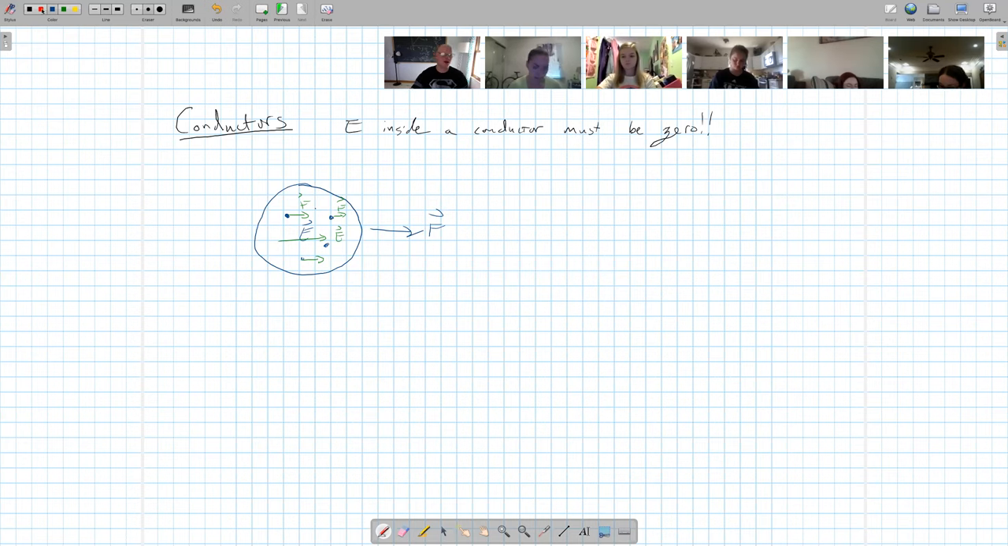Since this thing feels a force to the right, what would happen? Well, this conductor would have to accelerate to the right, which would be pretty cool, right? So if you took your aluminum soda can and put it on the desk, and it had an electric field inside of it, it would have to start accelerating across the desk in the direction of the overall electric field, which would be cool. But that doesn't happen, right? Your soda can just simply sits there. So what has to be true is that the electric field inside the conductor must be equal to zero, otherwise it's going to feel a force. Since it does not feel a force.